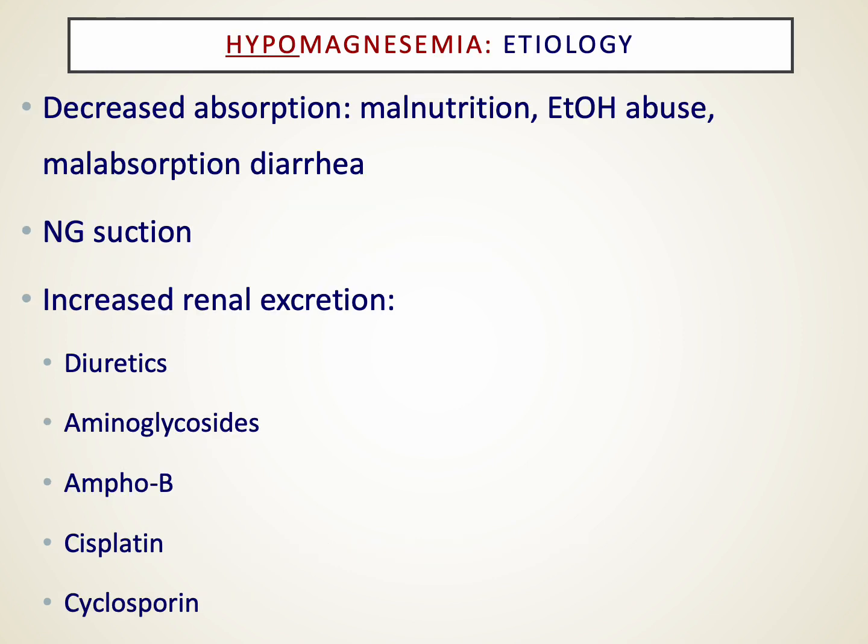So hypomagnesemia, usually a function of decreased absorption, maybe malnutrition, maybe concurrent alcohol abuse, or patients who've had significant malabsorptive diarrhea. But we can also have low magnesium states with significant NG suctioning. And you can have increased excretion of magnesium with diuretics or with a few other drugs, particularly the aminoglycosides or cisplatin, sometimes also with cyclosporine.